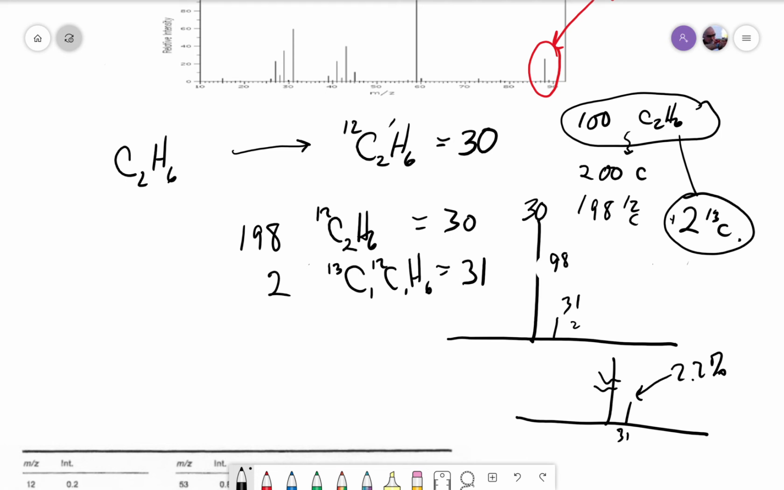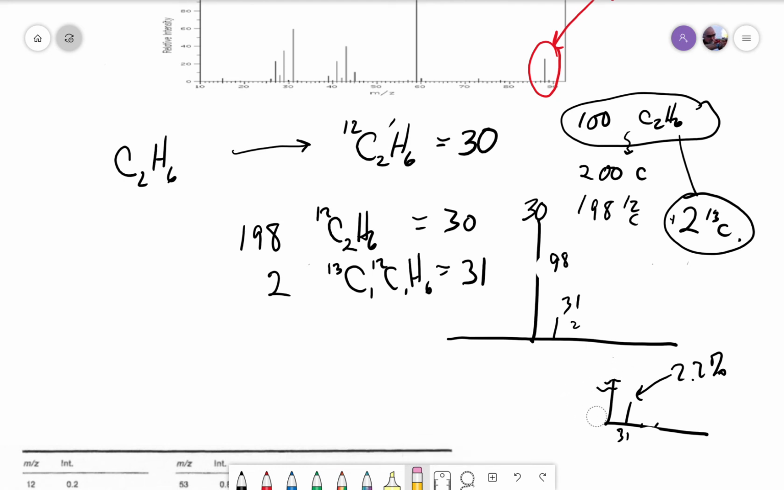The odds of both of them showing up in the same molecule, so you've got 100 molecules laying on the benchtop. The odds of both carbon 13s ending up in the exact same molecule, that's almost 0. So your odds of seeing a 32, that's probably not going to happen. Those 2 atoms of carbon 13 probably show up in 2 different molecules, meaning 2 out of 100 molecules will weigh 31, 2.2%.